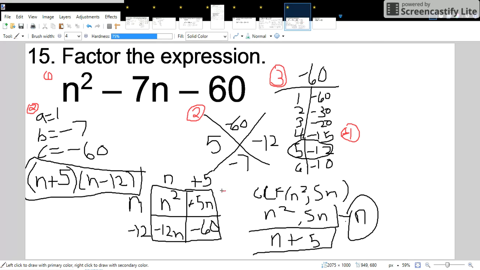Step 5, you're going to draw your box. Step 6, you're going to factor out the GCF of the first row. And step 7, you're going to determine what number goes here. Step 8, that's your answer. If you were to find roots from here, you would just set each binomial equal to 0 separately.